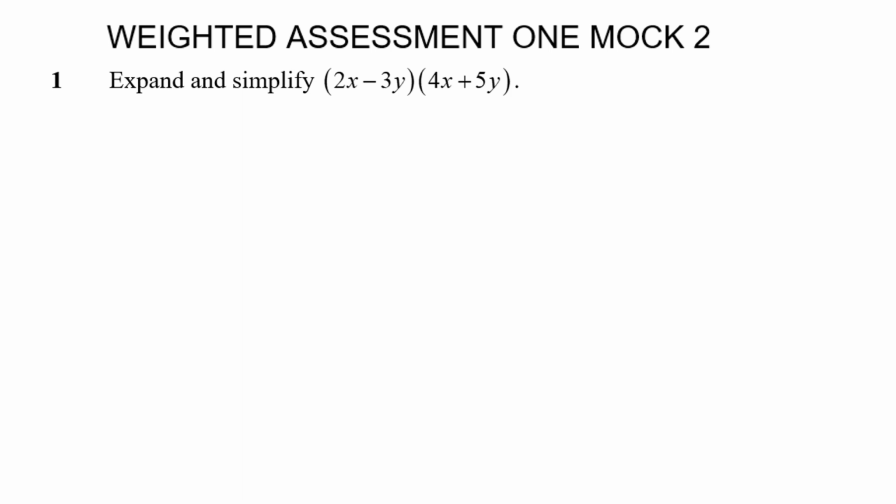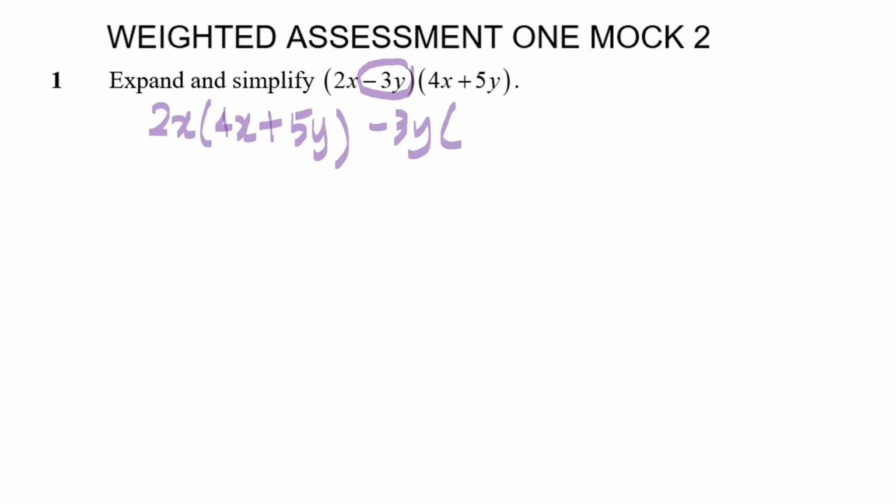Right, so first question is expand and simplify. So what do we do? We take the first term here, which is 2x, distribute it to your second bracket, which is 4x plus 5y. Go back to your first bracket, the second term, which is negative 3y. Distribute it to your second bracket, which is 4x plus 5y.